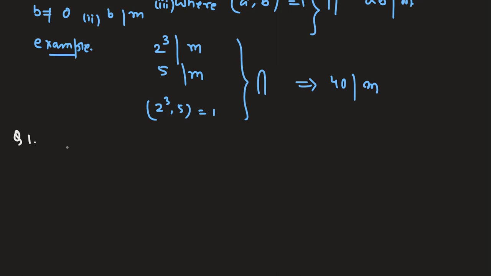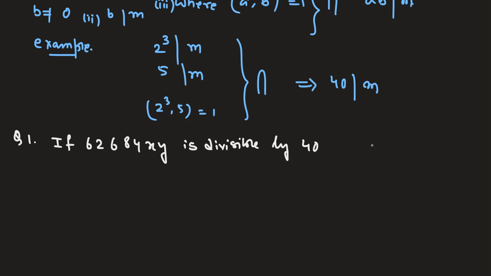Question number 1. If 6 2 6 8 4 x y is divisible by 40, find the pair x and y.